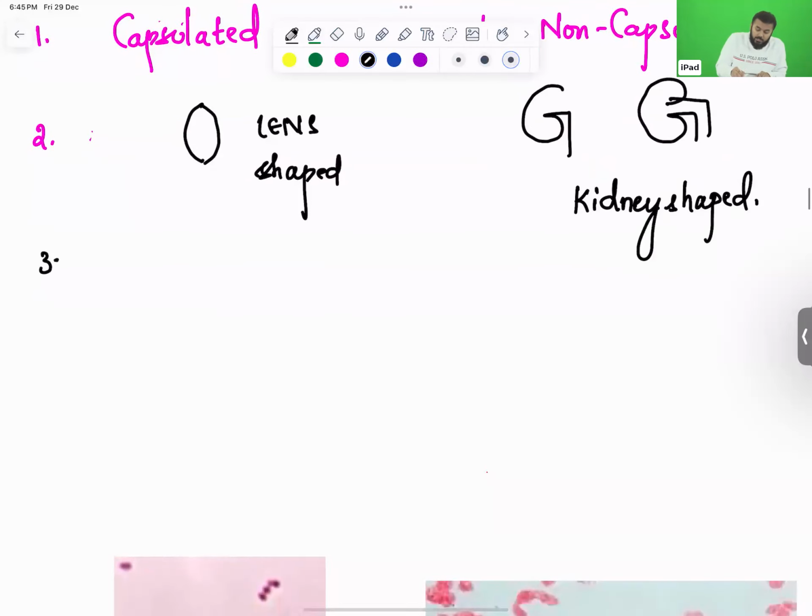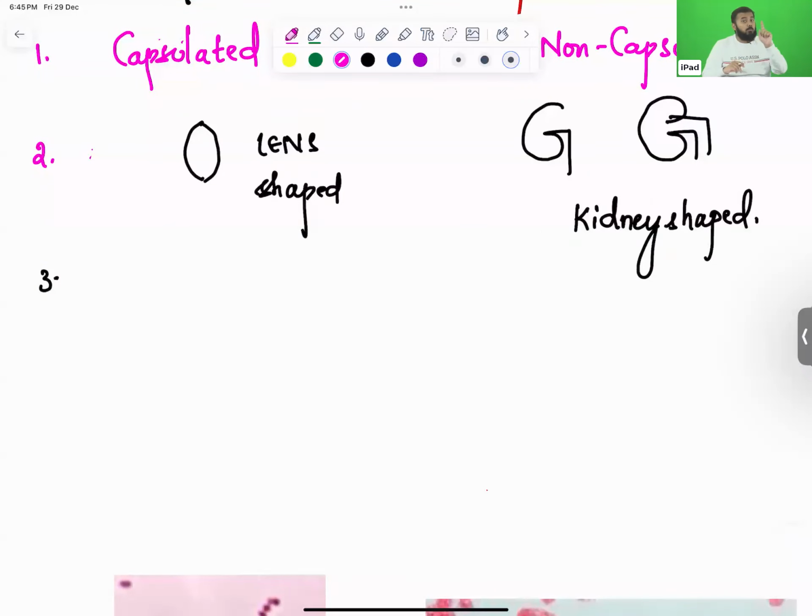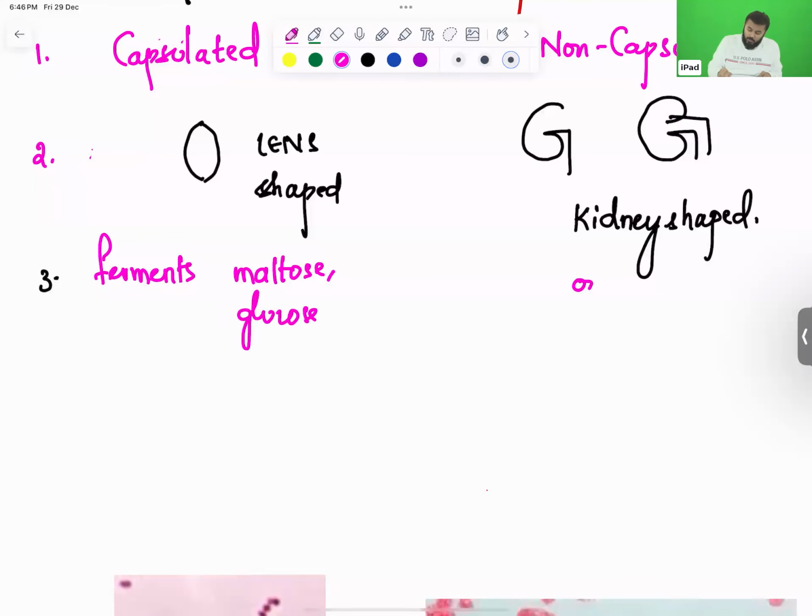Third important point, you already know that meningococci is going to ferment both maltose and glucose. So it ferments maltose and glucose. Whereas gonococci ferment only glucose.